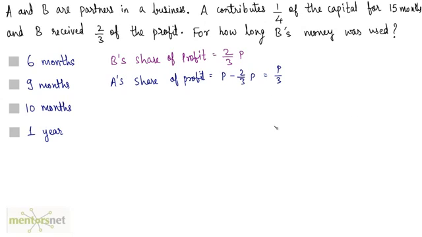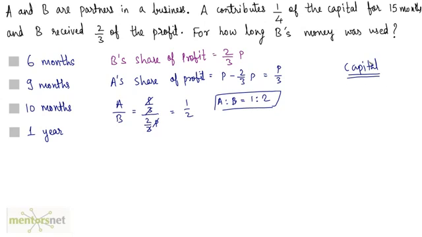Now we have A's share and B's share of profit. We can get the ratio of that. So A by B, or A is to B, is equal to P/3 by 2/3 P. So P and 3 get cancelled out. This is 1/2. So the profit share of A is to the profit share of B is equal to 1:2. We have this crucial information right now.